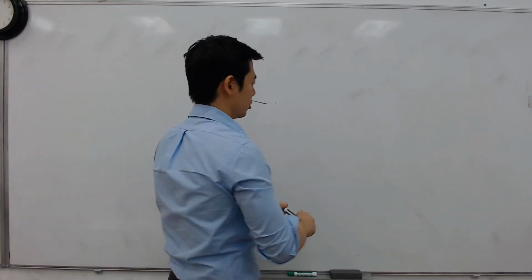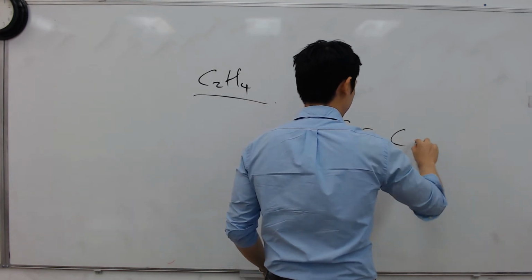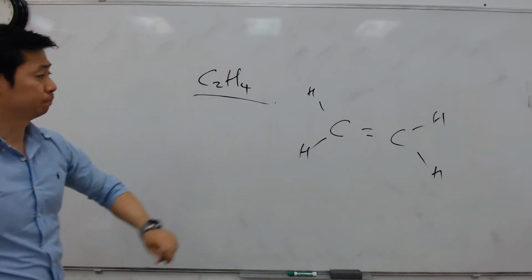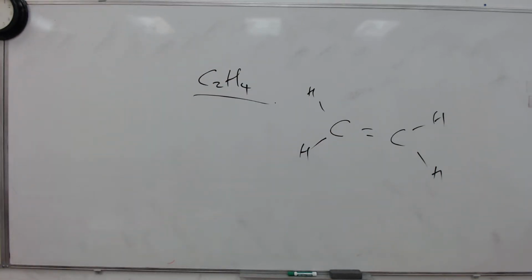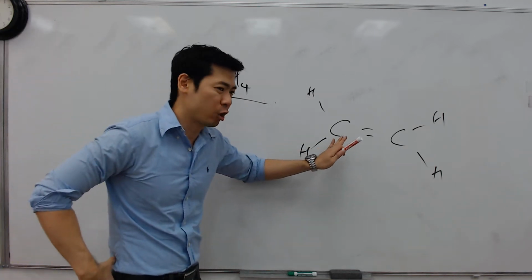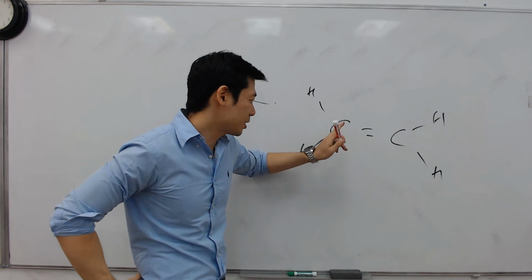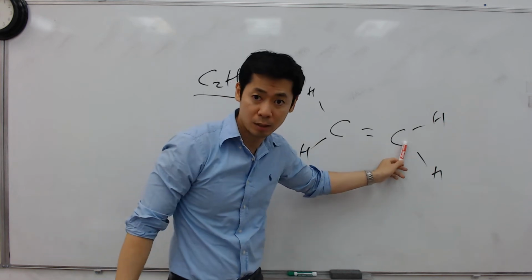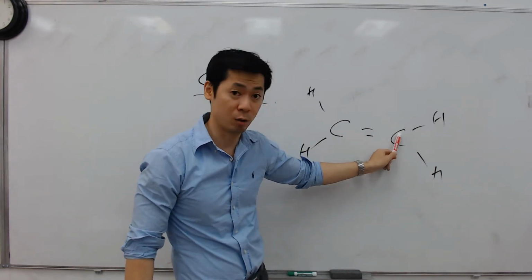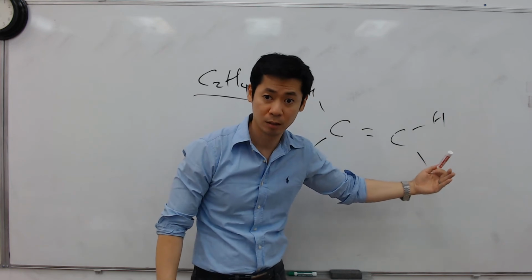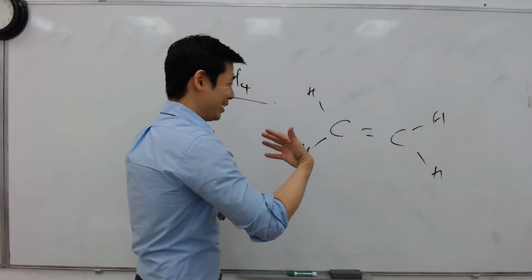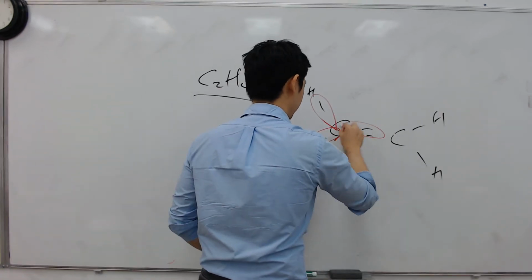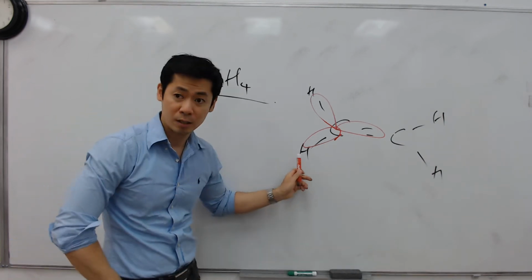Let's draw this. I'm going to draw it, I don't want to waste my time. So this is ethene. Let's think about the carbons. What's the hybridization of the carbon? This carbon is 1, 2, 3, which is sp2. This one is also 1, 2, 3, sp2. So they're both sp2 here. Now I'm going to draw the orbitals, sp2. Carbon looks like this. Now hydrogen is s only, right?